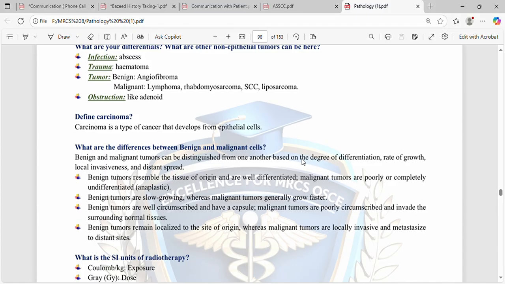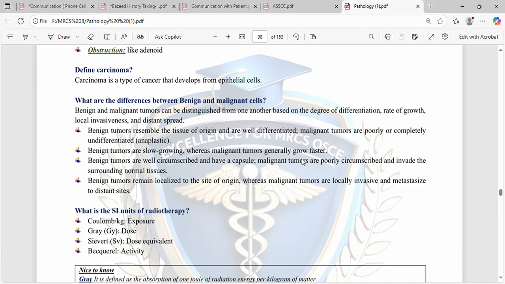Define carcinoma. Carcinoma is a type of cancer that develops from epithelial cells. Okay, so here is another question. Define sarcoma. Sarcoma is a malignant tumor which arises from mesenchymal cells or stroma of an organ. Carcinoma is a malignant tumor which comes from epithelial cells. Adenoma is a benign tumor which comes from epithelial cells.